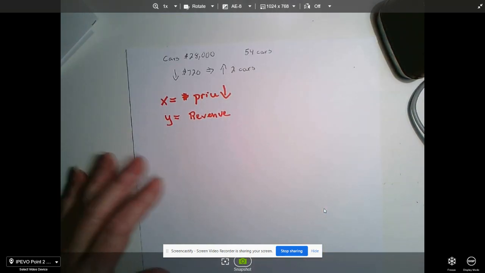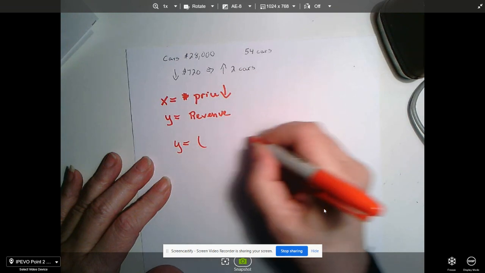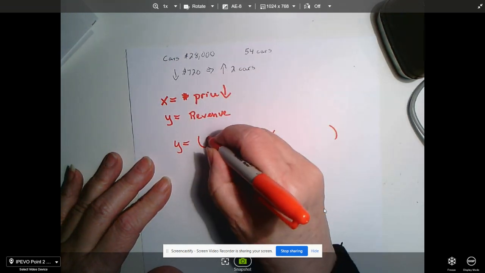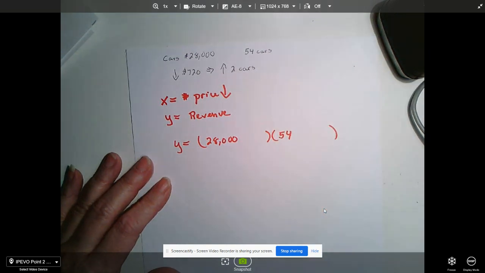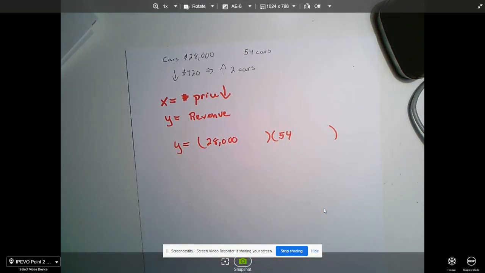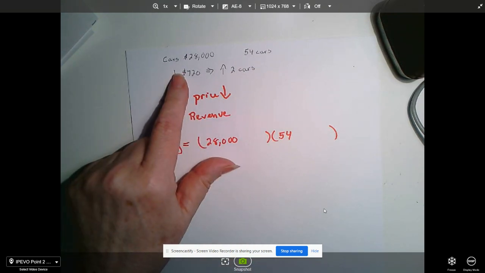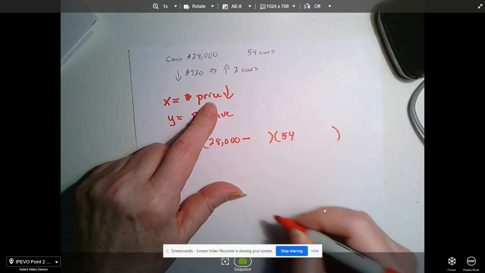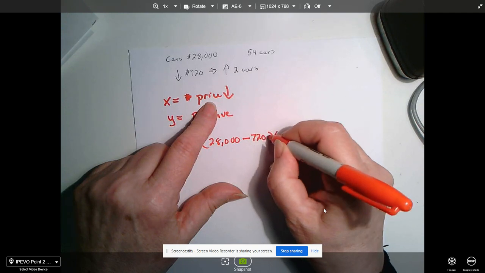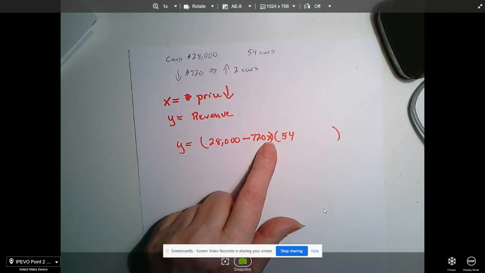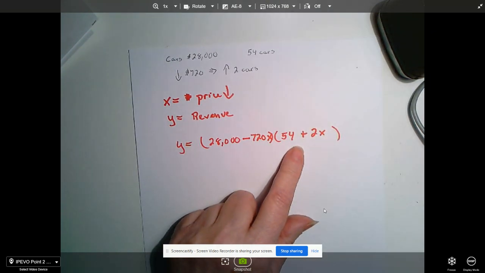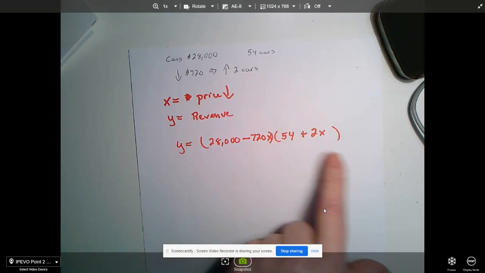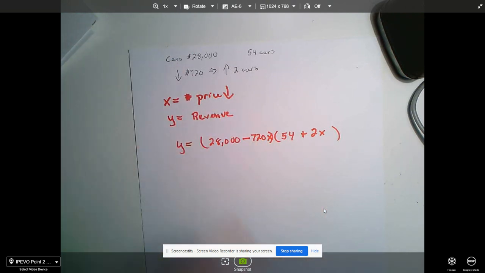So right now today, before they do anything, their price would be $28,000. That's how much they're selling their cars for. And at that price, they're selling 54 cars. So that's their revenue right now today. But every time they decrease their price, so minus 720X, because I don't know how many times they're going to decrease their price, they gain, so plus 2 cars. So now we have an equation and we can solve for X, and that'll tell us how many times they need to decrease their price to maximize their revenue.